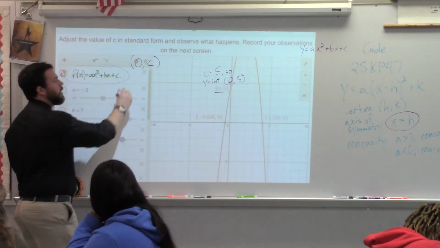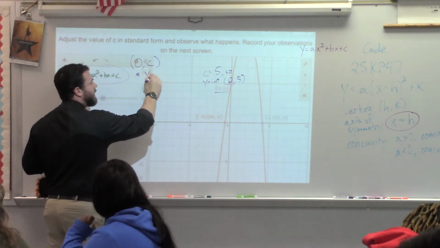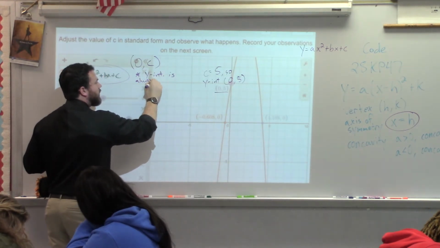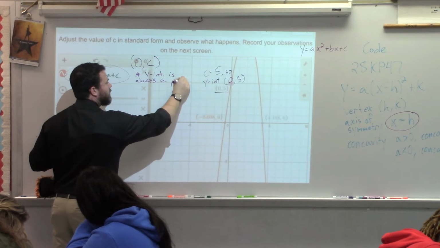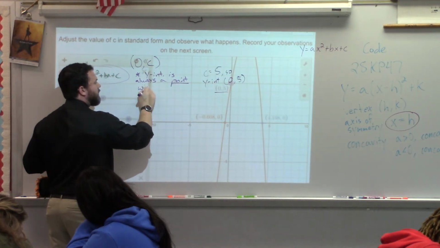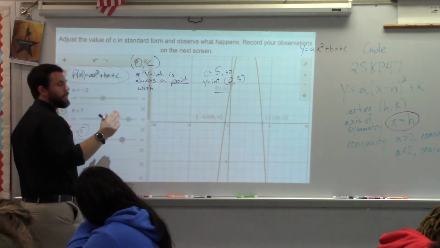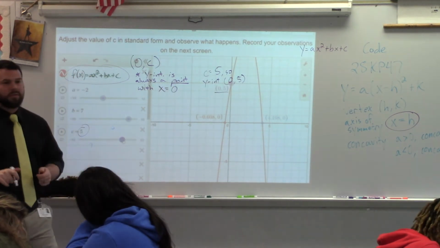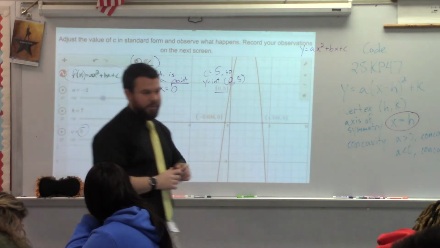You might want to make a note to yourself: the y-intercept is always a point. What do we know about every y-intercept? X is 0. You might want to make that note to yourself to remind you of (0, c).